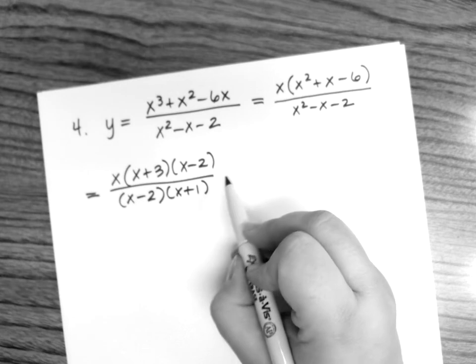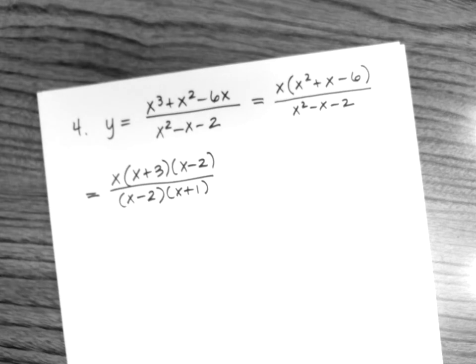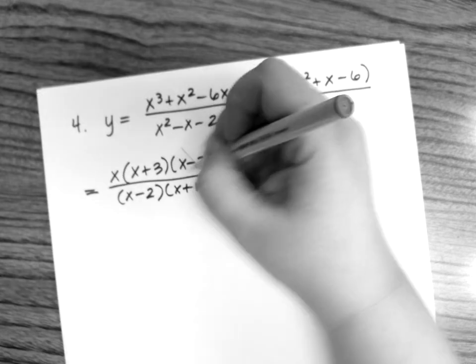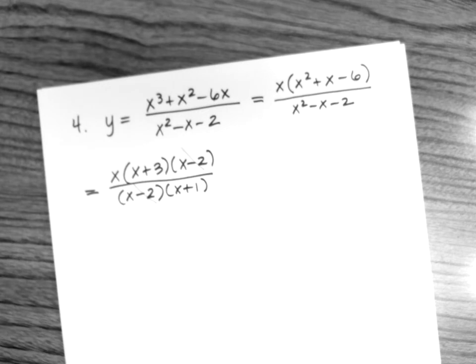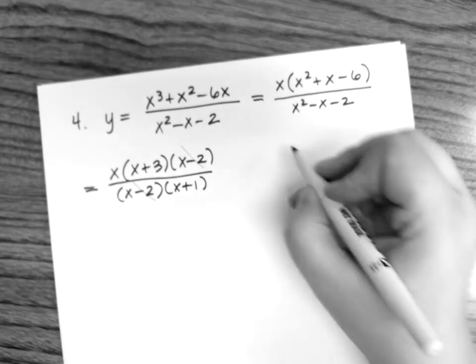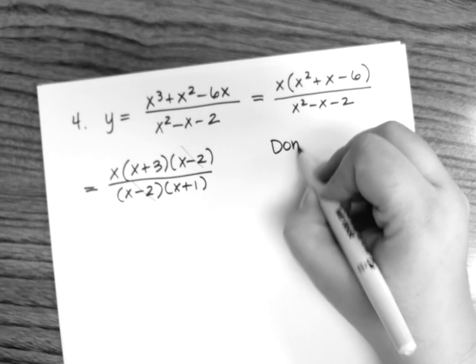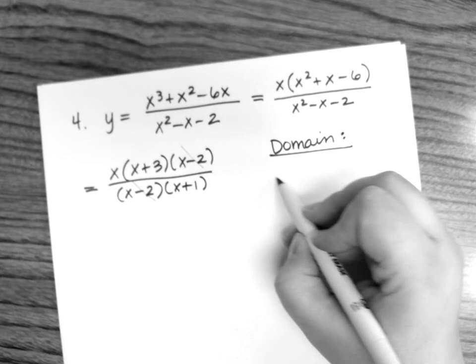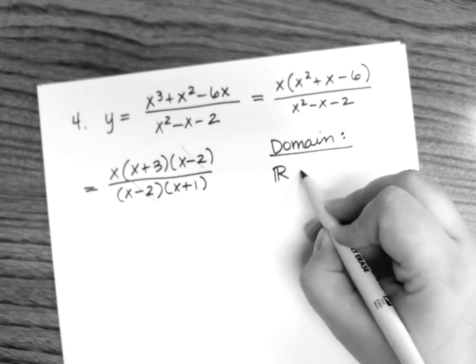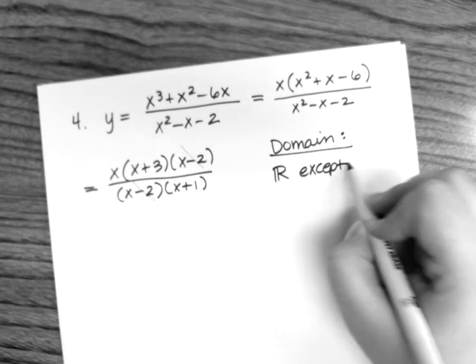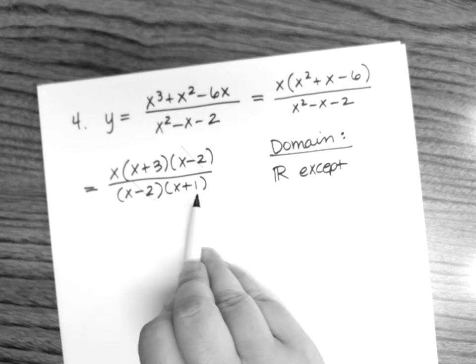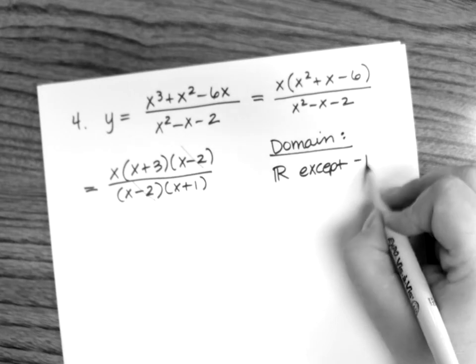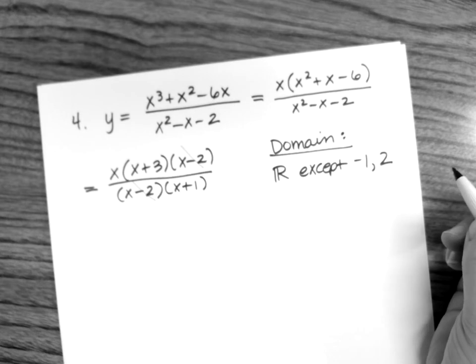Okay, so we do have a hole because we have something I want to cancel. Remember that anything you would want to cancel is a hole. But let's be methodical about this. Let's look at the factors of the denominator. Any factors of the denominator indicate excluded values, meaning all real numbers except 2 and -1. Let's do those in numerical order. That's my domain.